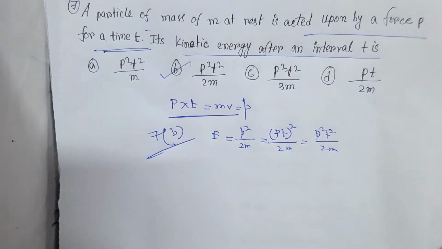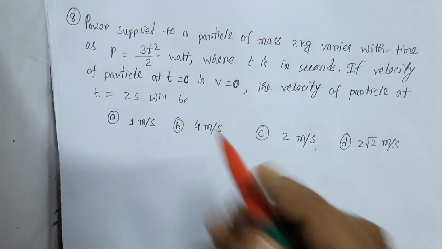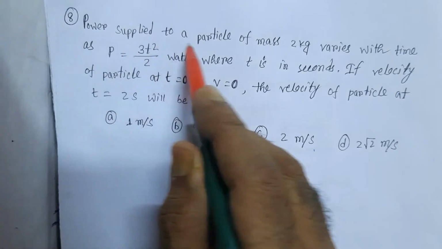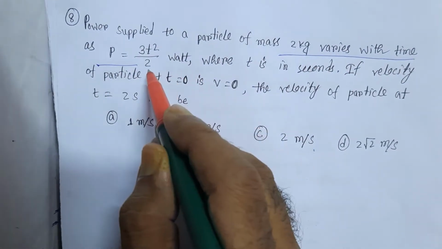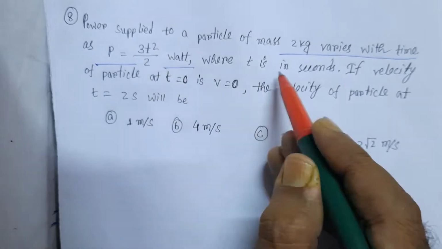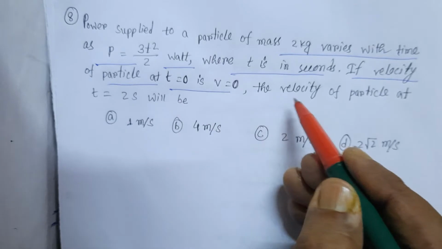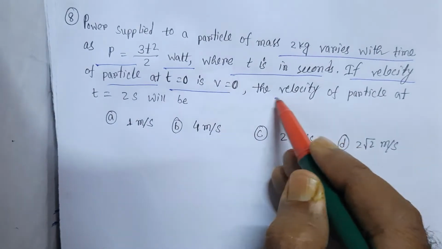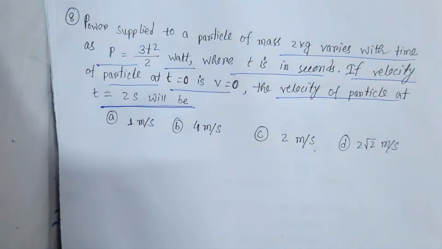Now we switch over to the question number 8. In question number 8, we see that power supplied to a particle of mass 2 kg varies with time as P equals 3t square by 2 watt, where t is in seconds. If the velocity of the particle at t equals 0 is v equals 0, the velocity of the particle at time t equals 2 seconds will be. We have to calculate the velocity at that time.